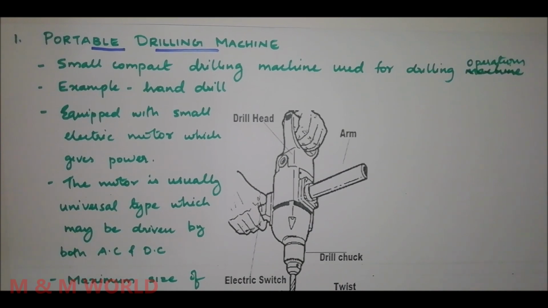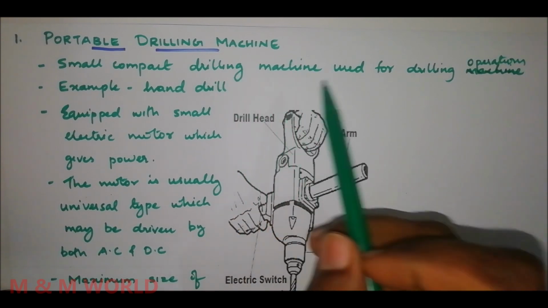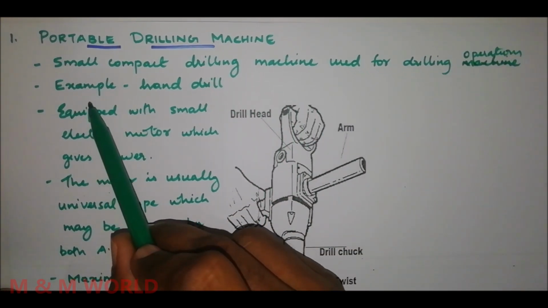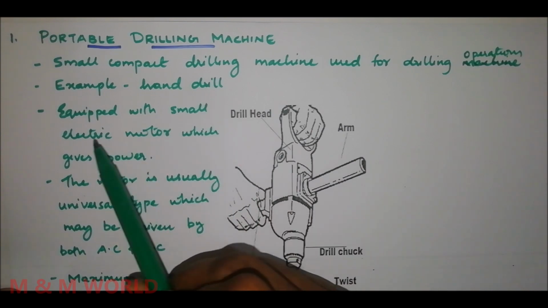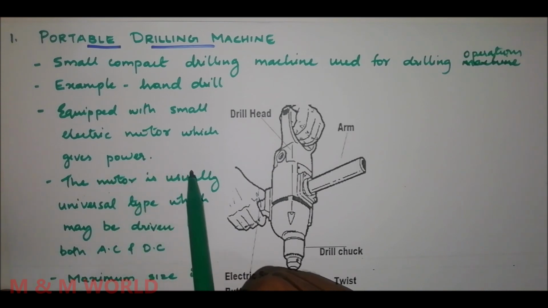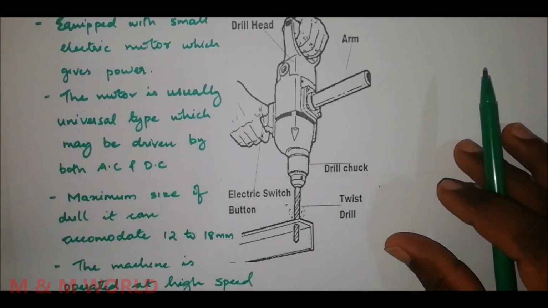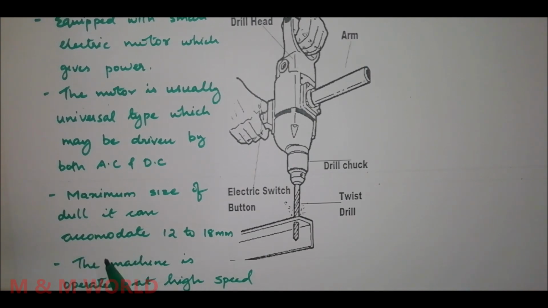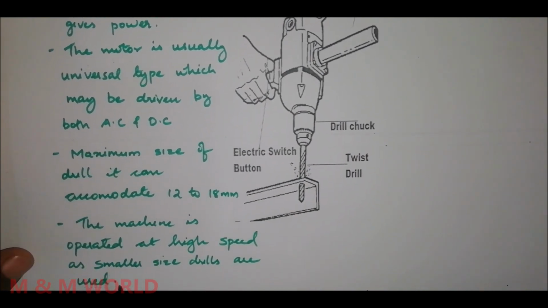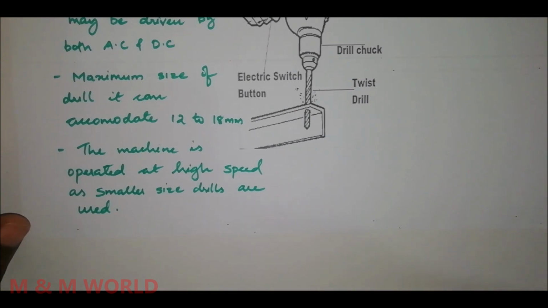First one, portable drilling machine. A portable drilling machine is a small compact drilling machine used for drilling operations, and the best example is a hand drill. It is equipped with a small electric motor which gives power, and the motor is usually of universal type which may be driven by both AC and DC. The maximum size of drill it can accommodate is 12 to 18 mm, and the machine is operated at high speed as smaller size drills are used.